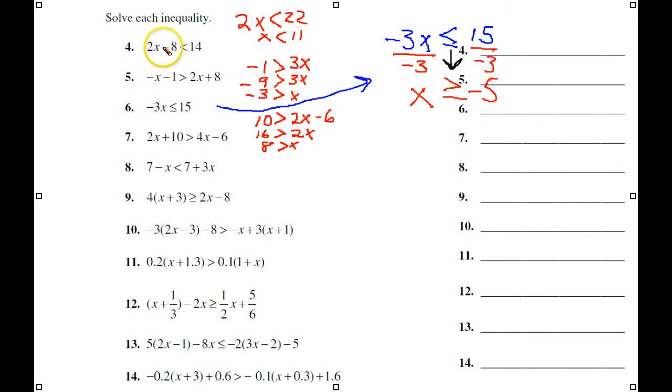I'm going to transpose this negative 8 to the other side, it becomes a positive 8. That gives me 22. Then I'm going to divide both sides by 2. We get x is less than 11.